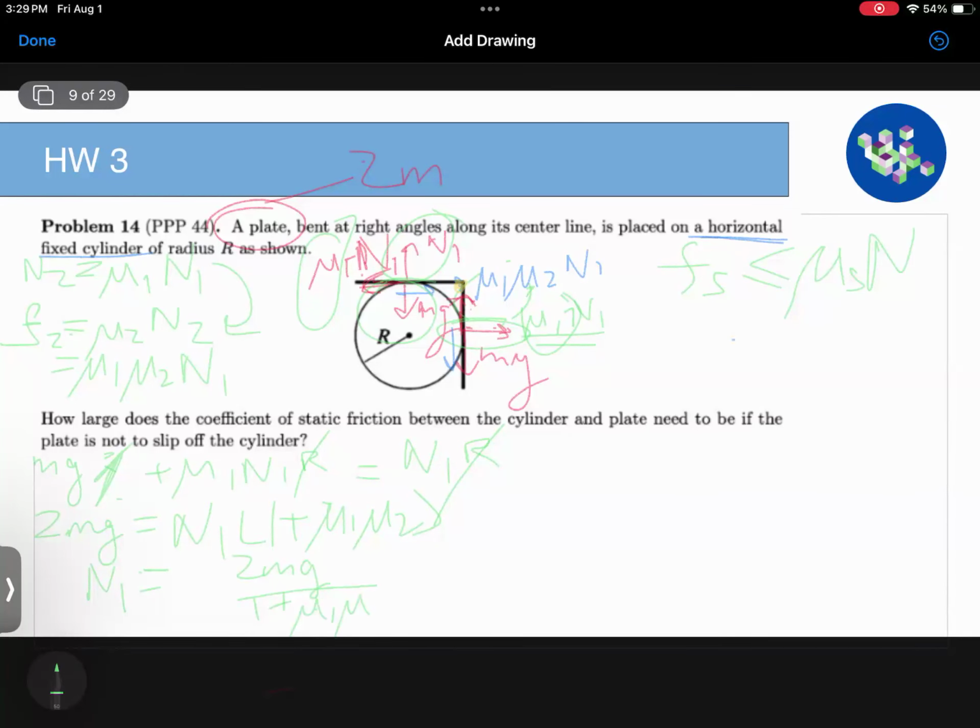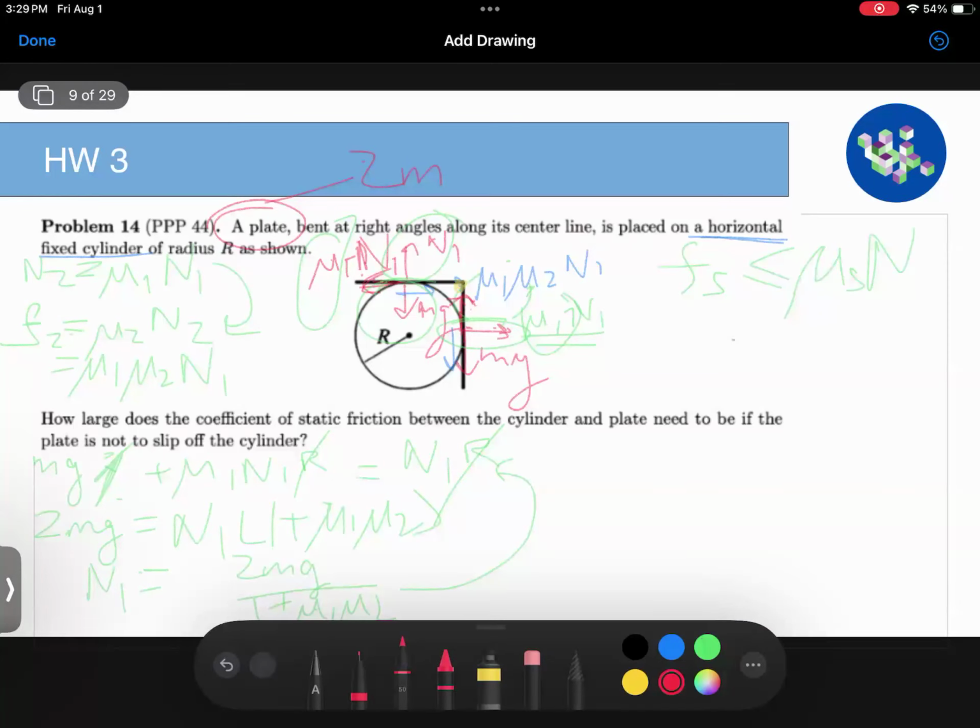And now we can plug that in here. Why does N1 cause torque? Because it's parallel to the radius. Oh yeah, right now we're looking at torque about, sorry, I didn't make it clear, the point in the corner. If you're looking at torque about, for example, the center of the cylinder, then yeah, N1 doesn't create a torque. But right now, for convenience, we're looking at torque at the corner of the plate, right?